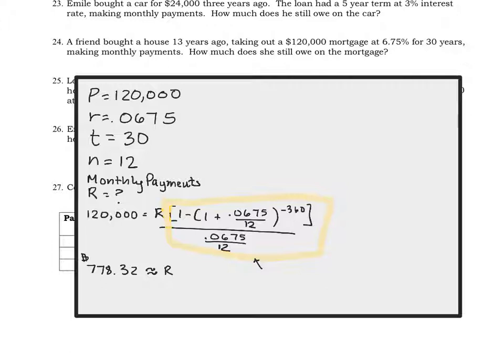So remember on the remaining balance problems, we're looking for our new T to be how much time is remaining on that loan. So the loan was 30 years. They've been paying for 13 years, so they have 17 years to go. So what will be our new principal for the 17 years remaining on our loan?